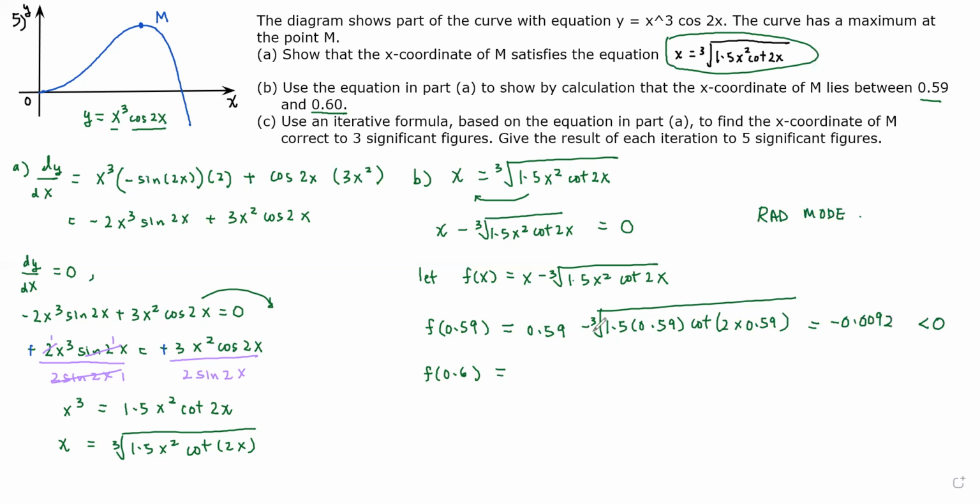And do the same for 0.6. You follow the same technique here. Replace all the x with 0.6. And you should get a value of 0.0057, which is positive.